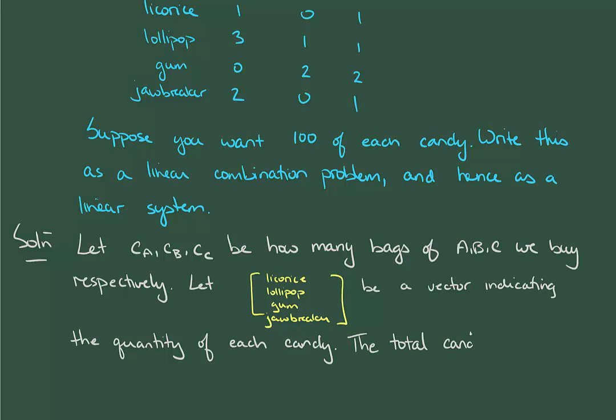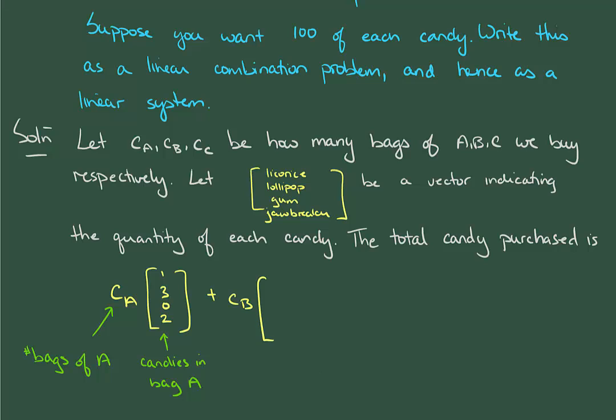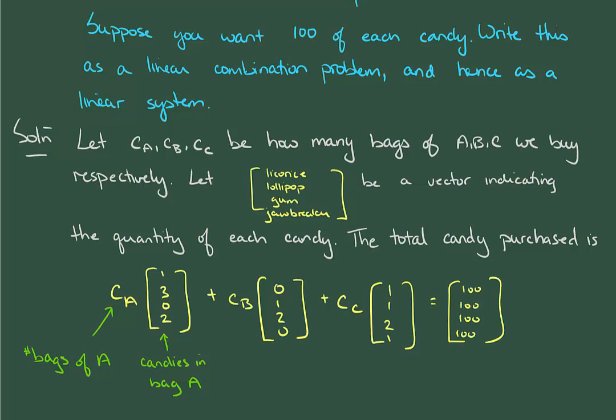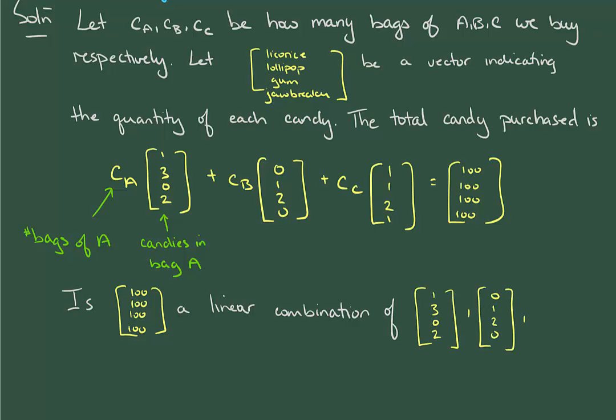So the total candy purchased using bag A is the number of A's that we buy times the amount of candy in bag A. Note that 1, 3, 0, 2 is exactly the candy allocation from bag A that appeared in the table above. Now we're going to do the same thing for bags B and C, and we're going to add them all together. And since we want 100 of each type of candy, this must be equal to this vector of all hundreds. Thus, the corresponding linear combination problem is whether this vector of hundreds can be written as a linear combination of these 3 vectors.